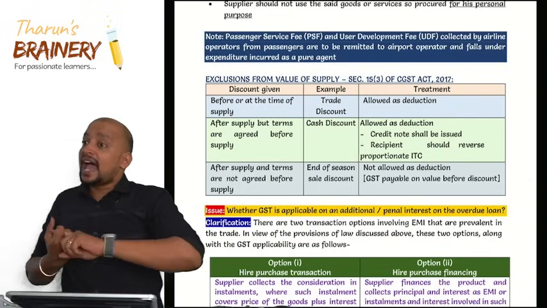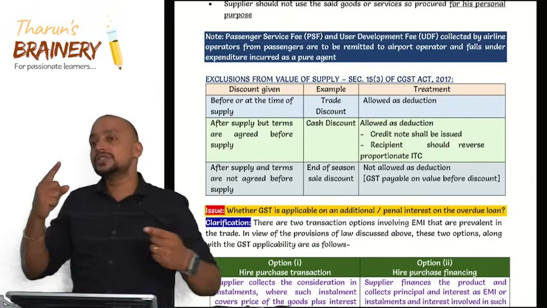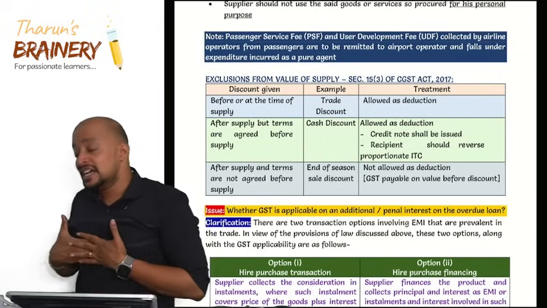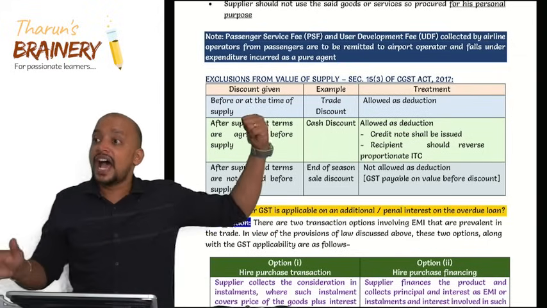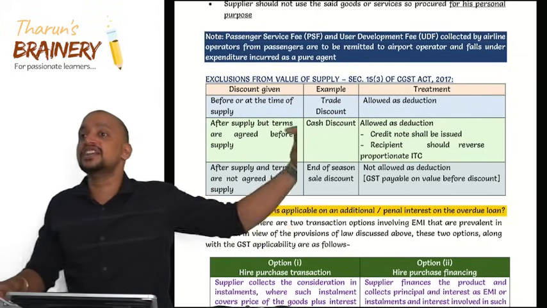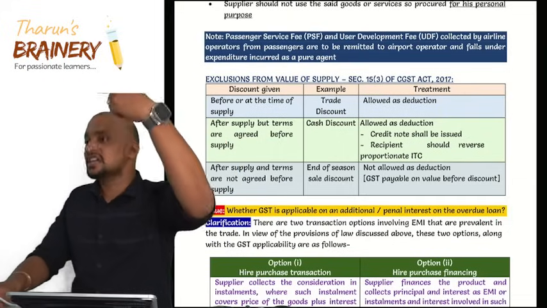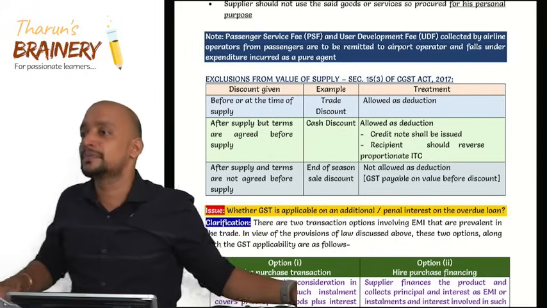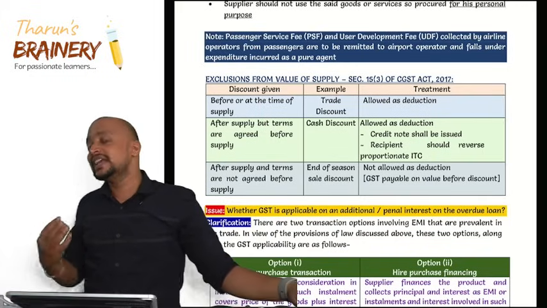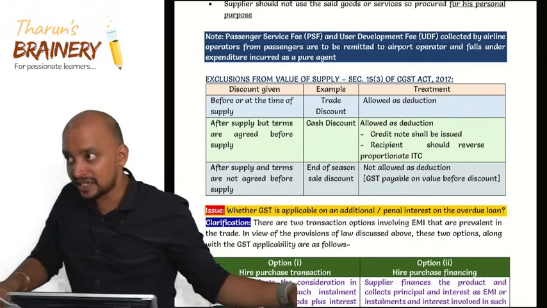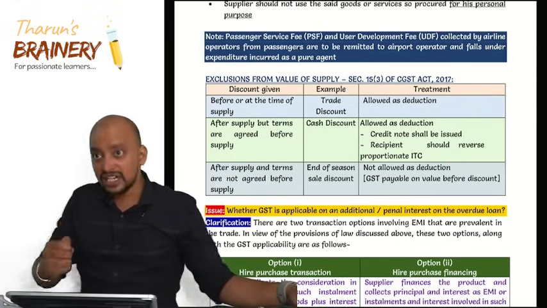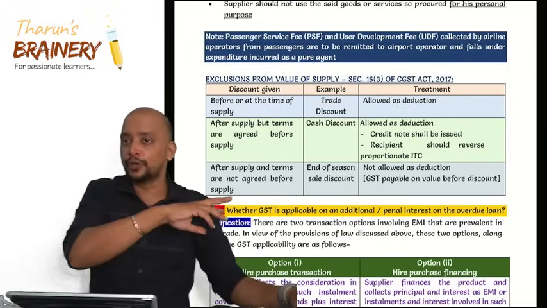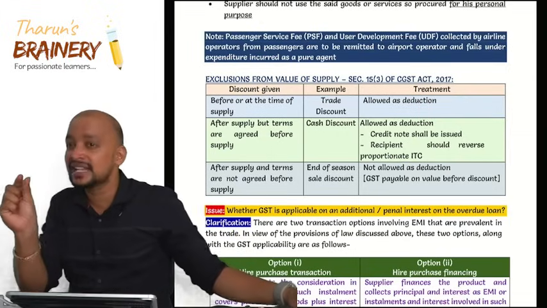to the airport operator, because this user development fee and passenger service fee is not a consideration to the airlines, but it is a consideration to the airport, as the airport will be providing a lot of facilities to the passengers like washroom facilities, water facilities, internet facility, for which they will be collecting this user development fee or passenger service fee. But directly the airport will not collect it from the passenger, so they will collect it from the airlines. So first the airlines will collect it from the passenger, and thereafter they will remit it to the airport. So therefore airlines is acting as a pure agent.